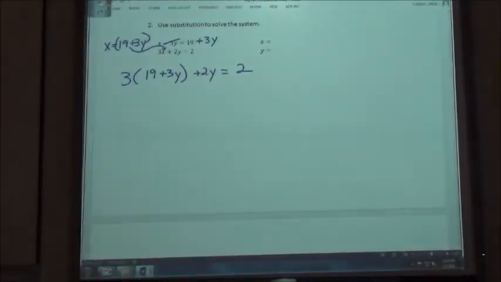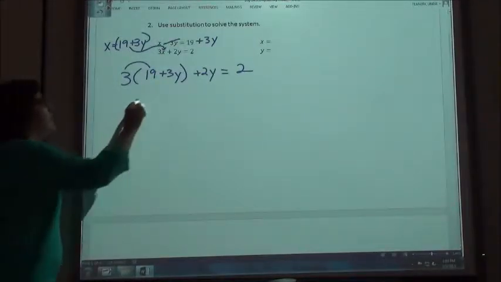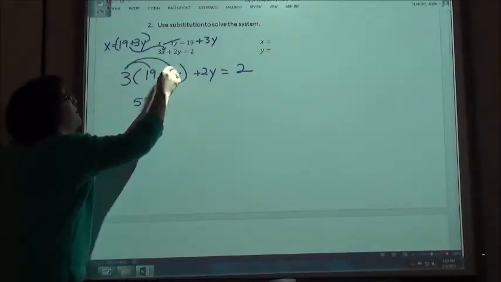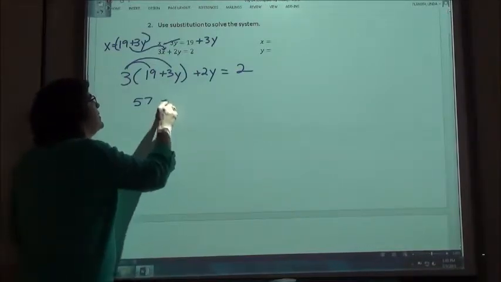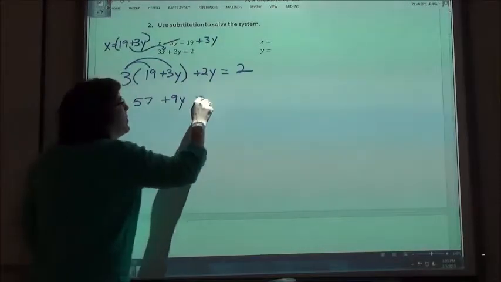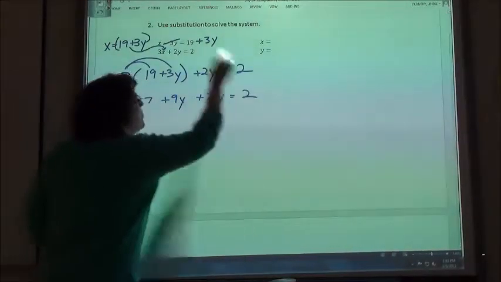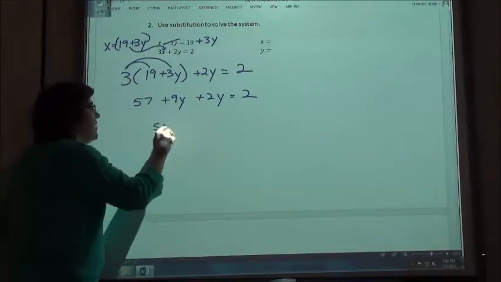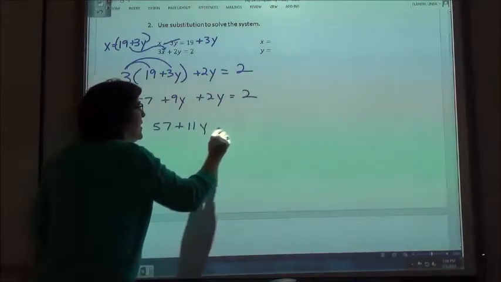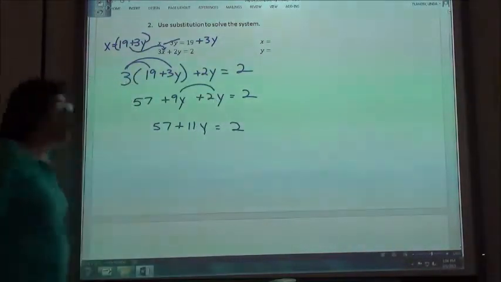In order to solve that, we have to start by using our distributive property. So 3 times 19 first, 57. 3 times 3y, 9y, plus 9y. And then we're going to bring down the plus 2y equals 2. That wasn't in the parentheses. Next thing we want to do, 57 plus 11y equals 2 because we combined our like terms.